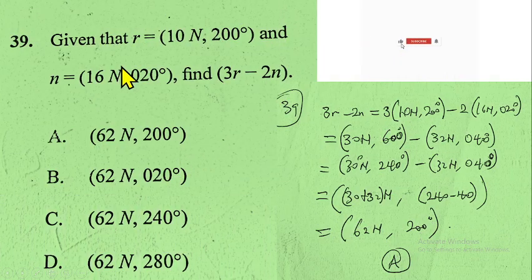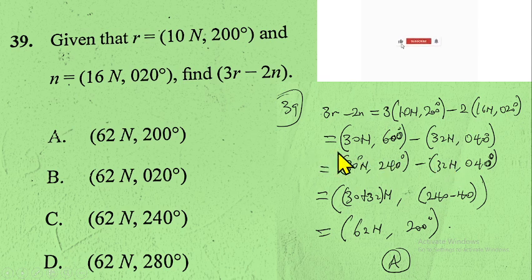Question number 39: given that R is equal to 10 Newton, 200 degrees, and N is equal to 16 Newton, 020 degrees, find 3R minus 2N. Your R is this, your N is this. So if you put that here, you have 3R minus 2N equals 3 times 10 Newton, 200 degrees, minus 2 times 16 Newton, 020 degrees.